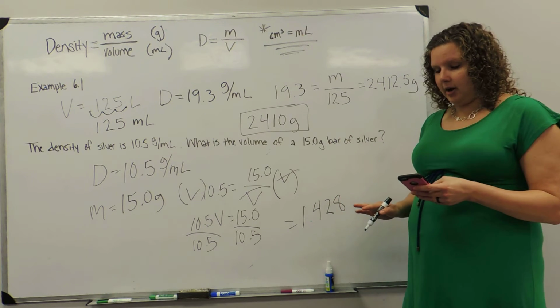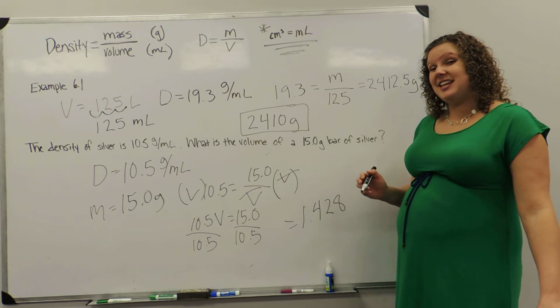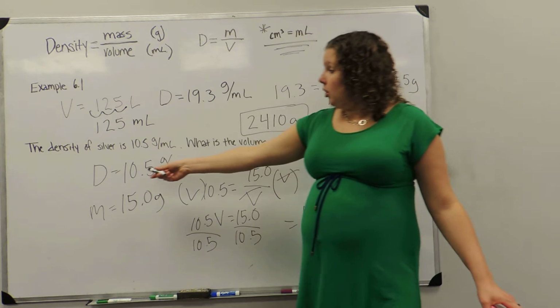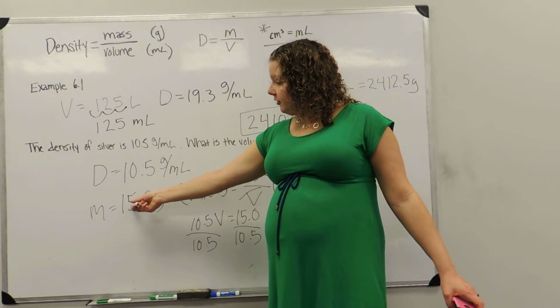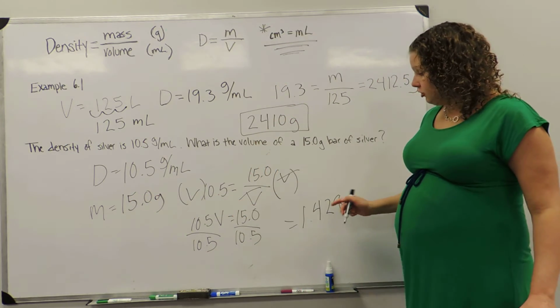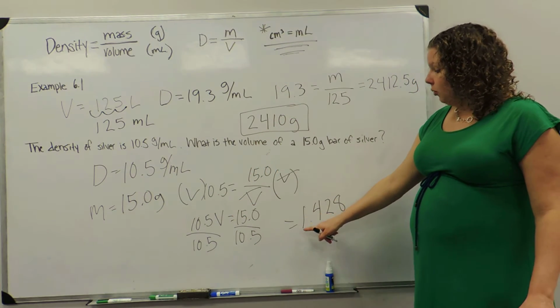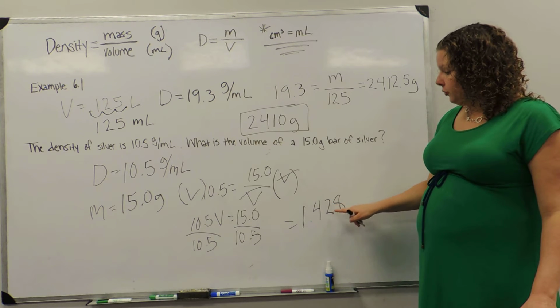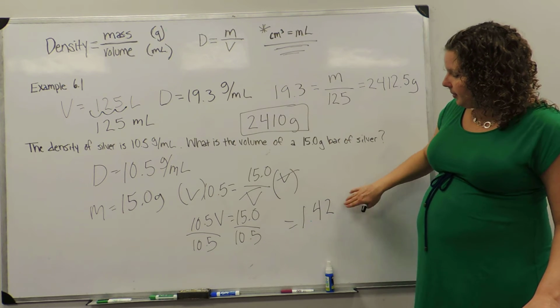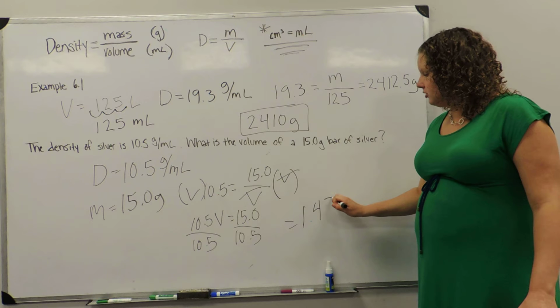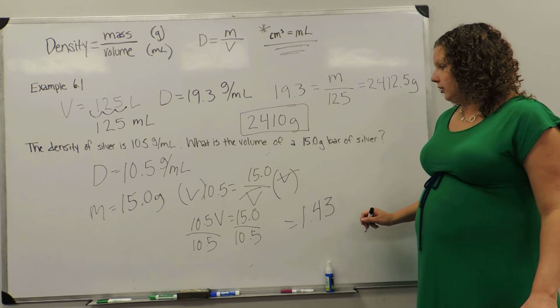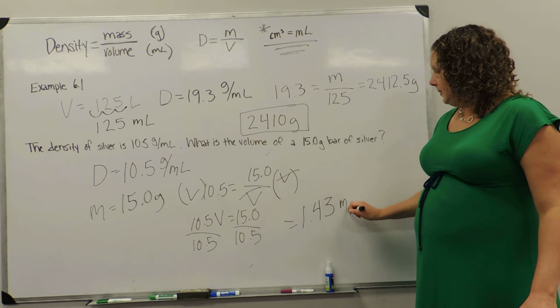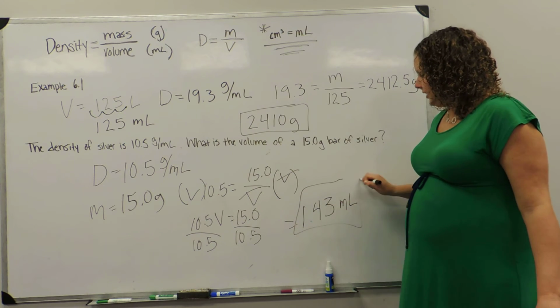1.428. I'm going to stop there because I want to take into account sig figs. All right, so 10.5 had 3, 15.0 had 3. So that means my answer is only allowed to have 3. So 1, 2, 3. So I can't keep this 8, but because it was an 8, that 2 rounds up to a 3, so 1.43 milliliters is the correct answer.